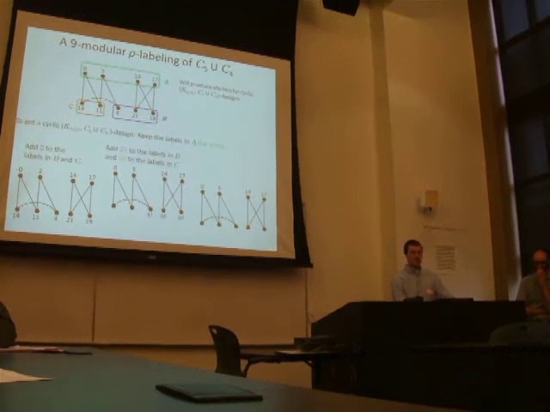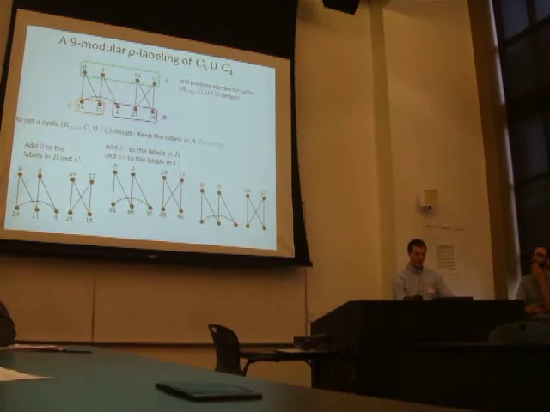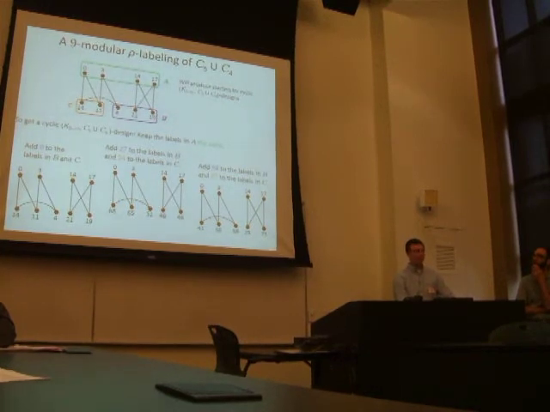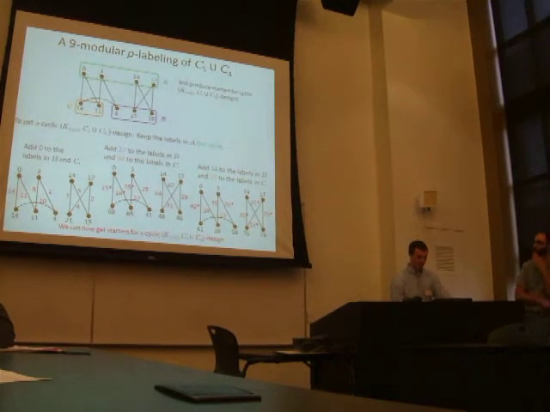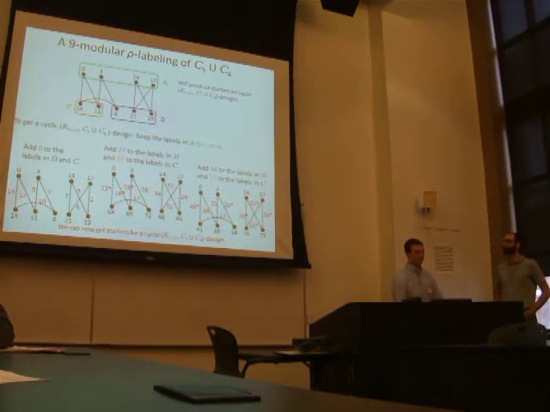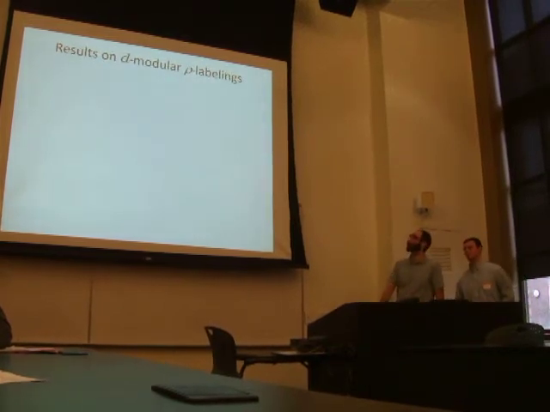Now in the second copy, we add 27 to the labels in B and 54 to the labels in C. And in the third, we add 54 to the labels in B and 27 to the labels in C. And Erik is going to talk more about our particular research. So that was all the background to what we actually did this summer.